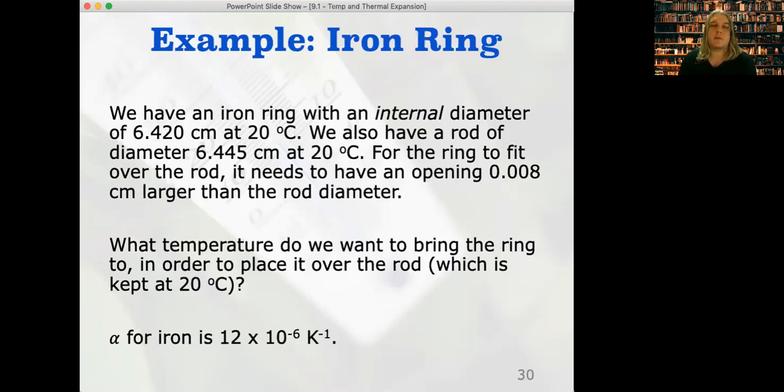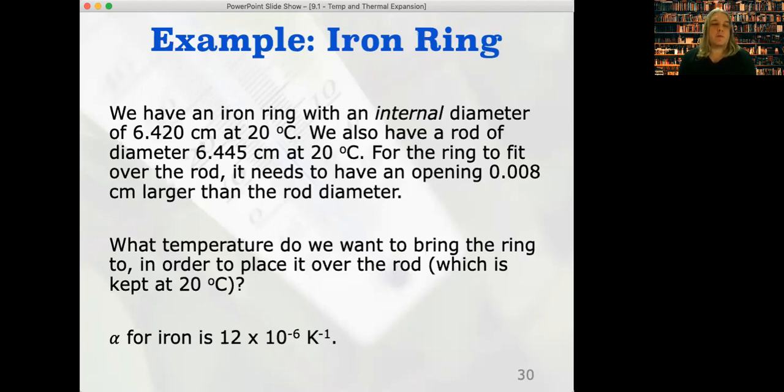So for it to fit over it, we need to increase it till it's larger. And for it to fit comfortably, it actually needs to be slightly larger. It can't just be exactly the same size. If it was exactly the same size, then the atoms would be trying to be in the same place. So we've got to get it slightly larger than the rod, and it needs to be 0.008 centimeters larger in this case in order to fit on comfortably.